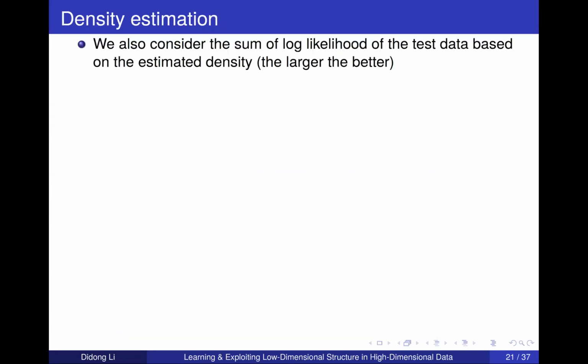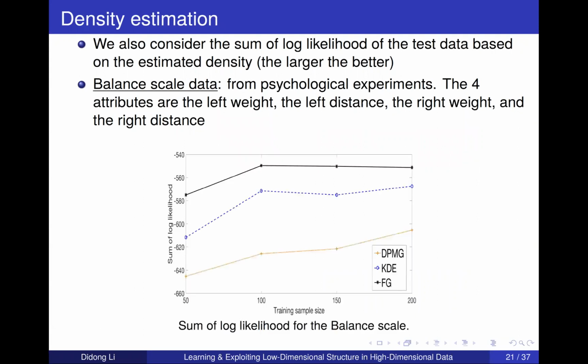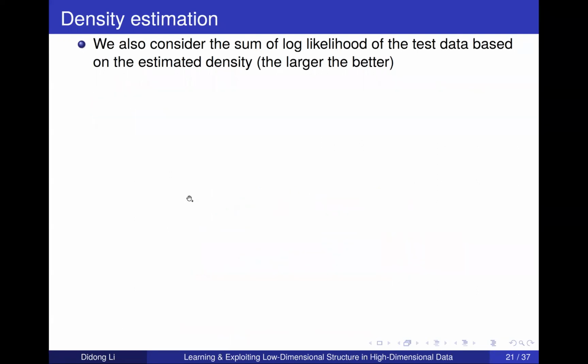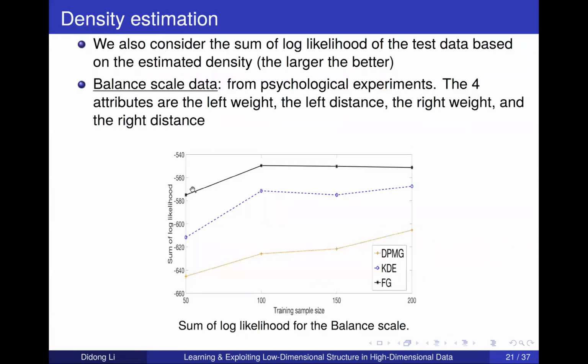We also have some real data examples, like this balance scale data from some psychological experiments, where we test the sum of log likelihood. You can see that it's the same order as this observation. The best one is DP mixture of Fisher-Gaussian, the second one is the kernel density estimator with Gaussian kernel, and the worst one is DP mixture of Gaussian. So it's the same order: DP mixture of Fisher-Gaussian, kernel density estimation with Gaussian, and DP mixture of Gaussian.